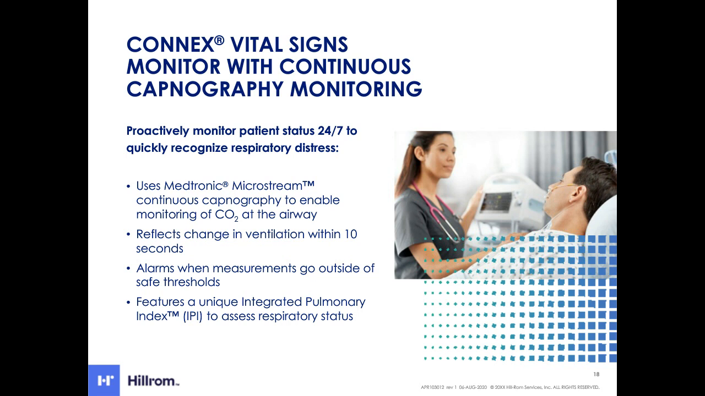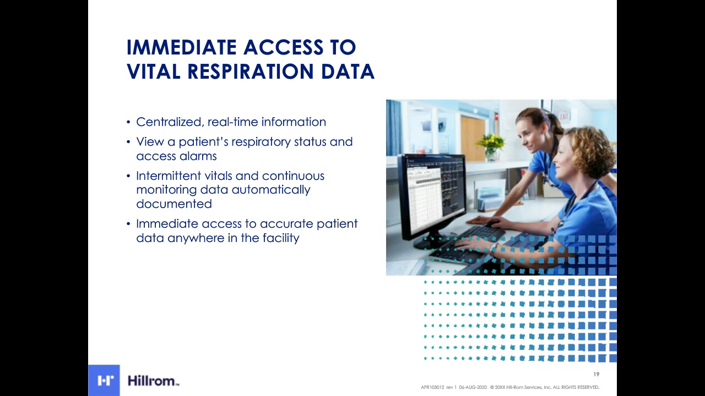Regardless of your patient population and your facility's appropriate mix of devices for monitoring respiration rate, it is critical to have visibility to a patient's respiratory status. The Welch Allyn Connect Central Station provides real-time status of all patients at a glance, so you can quickly respond to early signs of deterioration. Also, with EMR integration, your intermittent vitals and continuous monitoring data are automatically documented in the patient chart and accessible from anywhere in your facility.